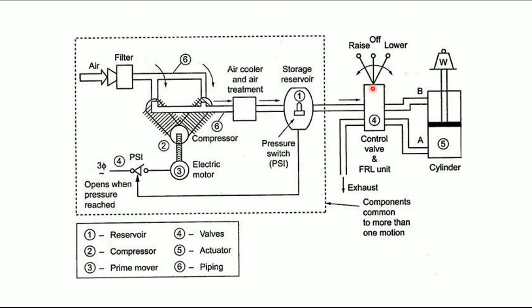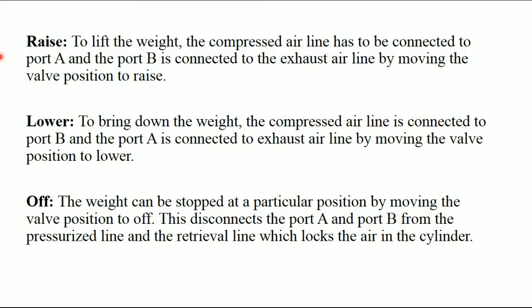Here also, rise: to lift the weight, the compressed air line is connected to port A and port B is connected to the exhaust air line by moving the valve position to rise. Then lower: to bring down the weight, the compressed air line is connected to port B and port A is connected to the exhaust air line by moving the valve position to lower. Then off position: the weight can be stopped at any particular position by moving the valve position to off.